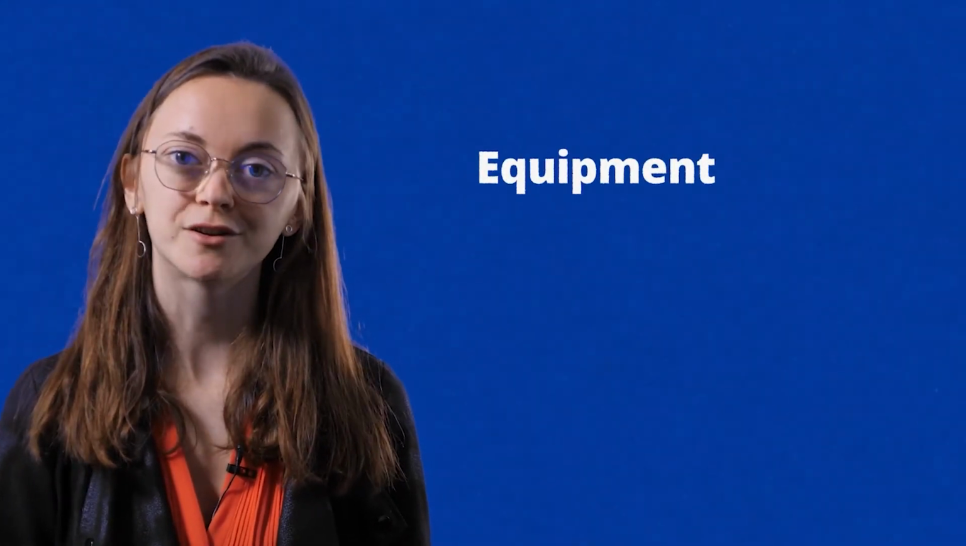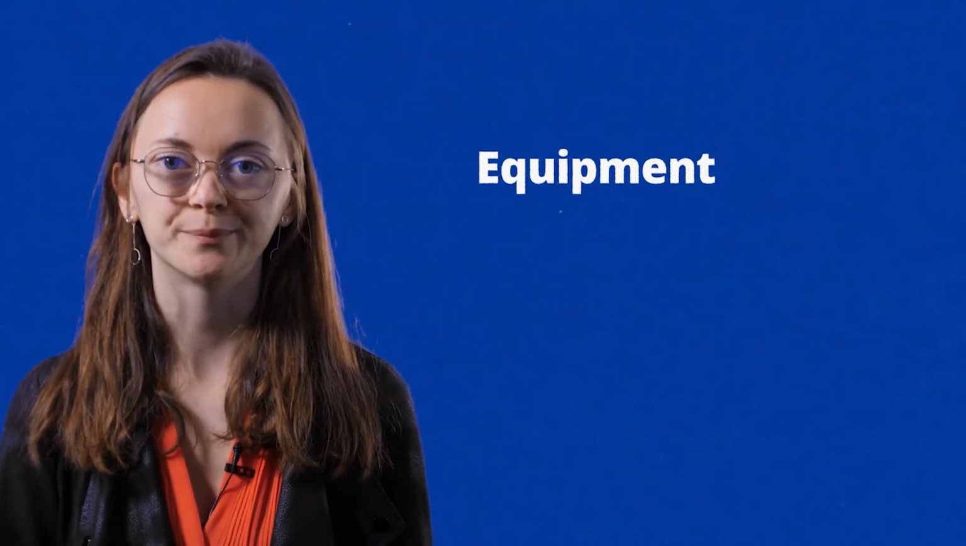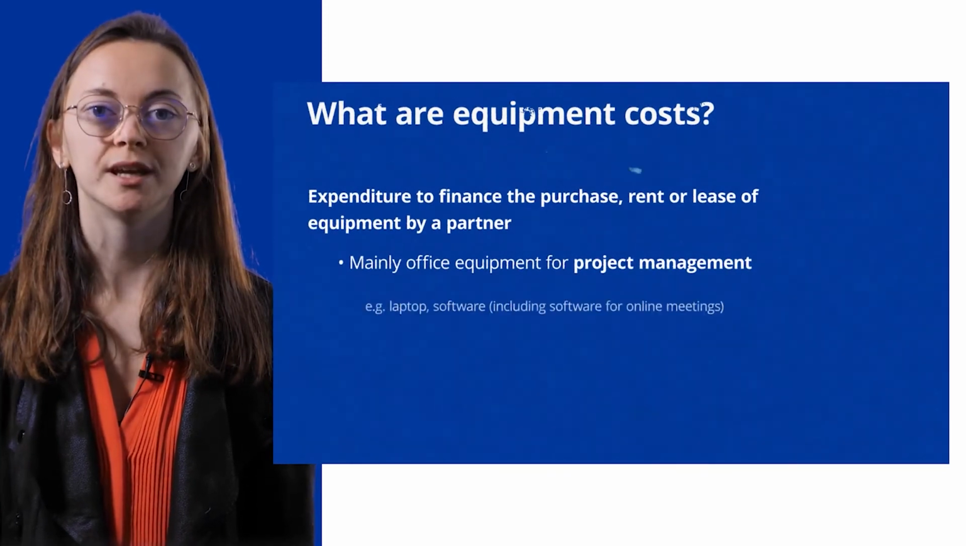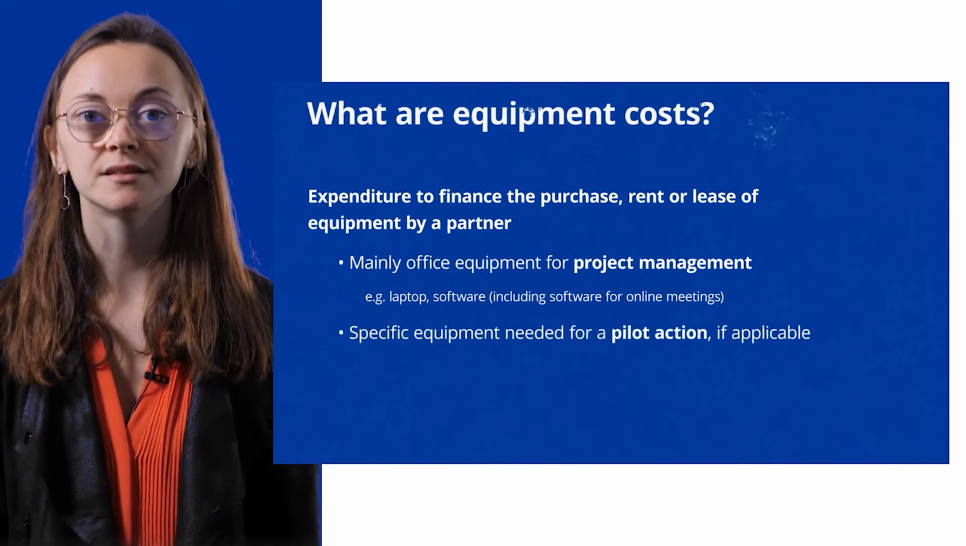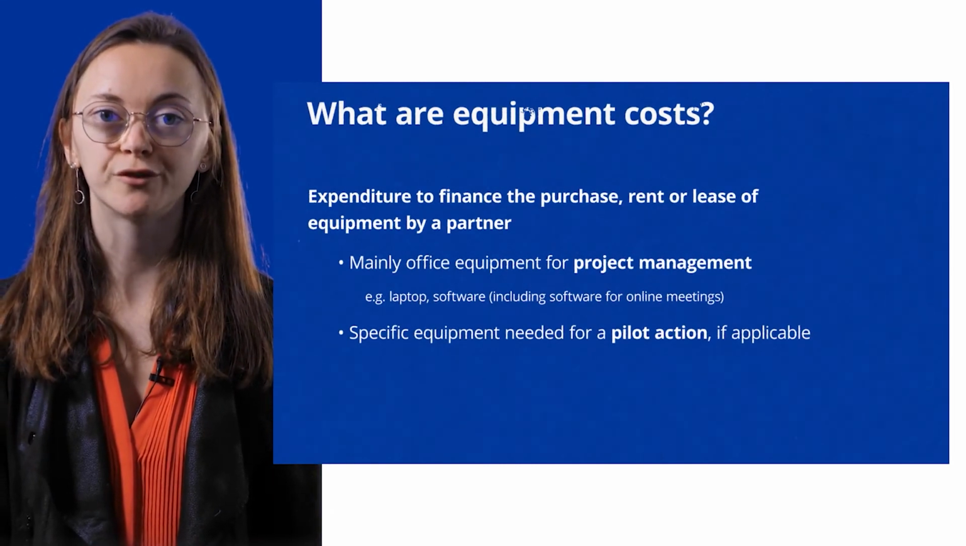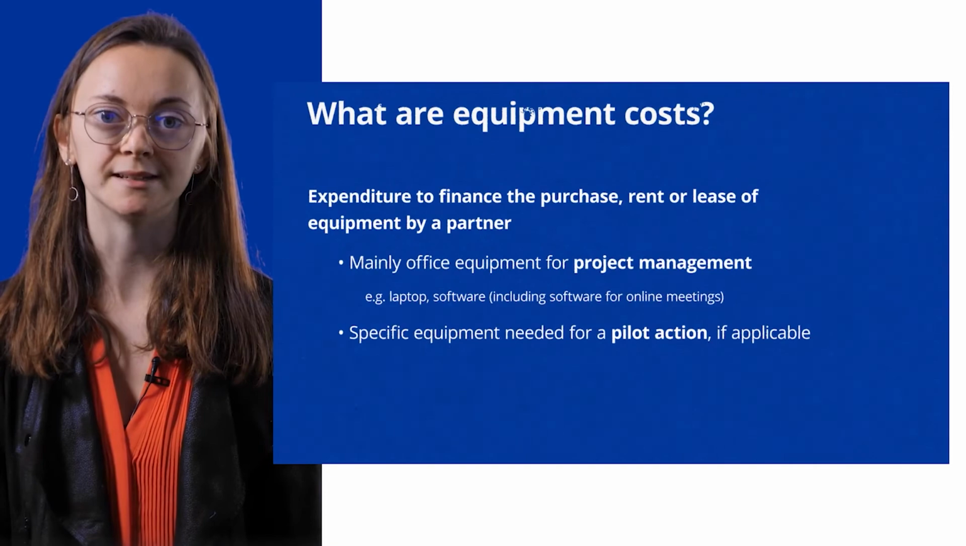Let's move to the next cost category, which is equipment. So it is mainly equipment costs for office equipment. So it can be bought, rented or leased. It can be, for example, a laptop for a partner or some software to organize online meetings.